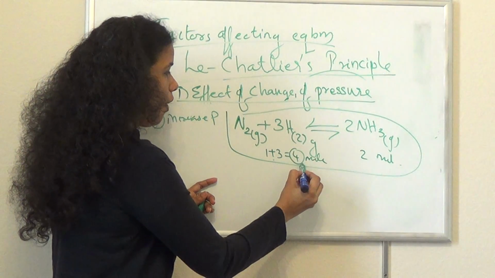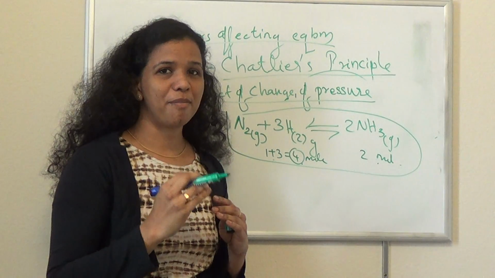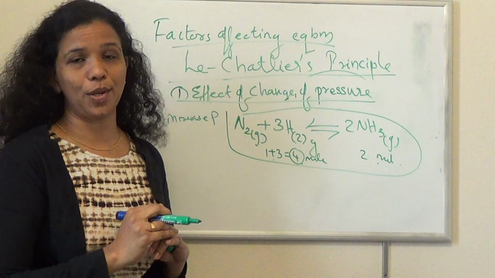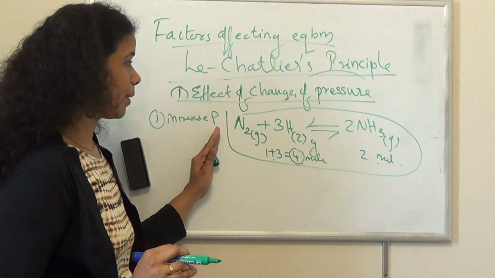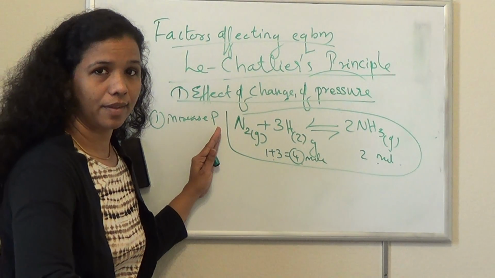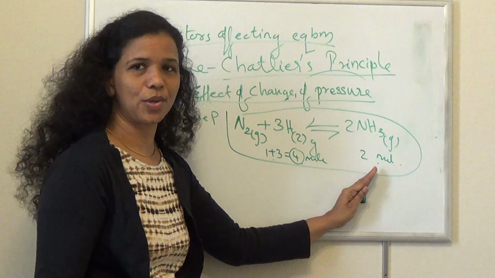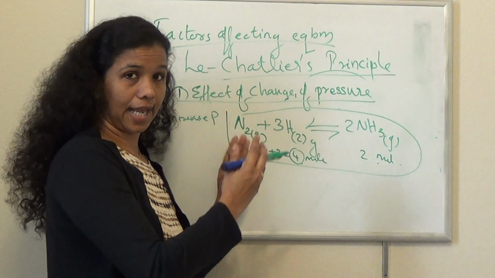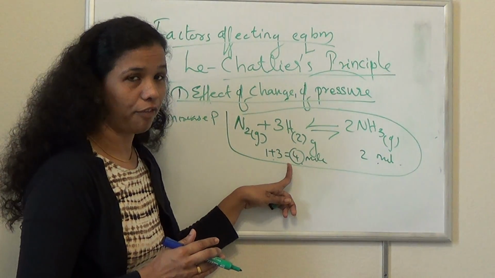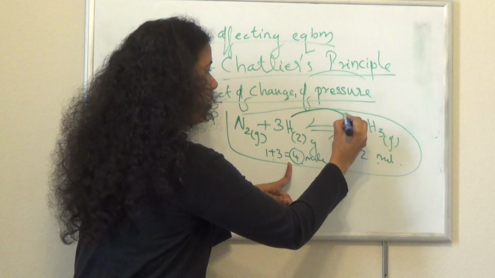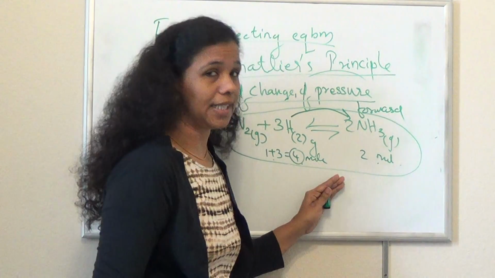So here there are 4 moles and there are 2 moles. We already learned that pressure depends on the number of moles of gaseous molecules. So on the reactant side there are 4 moles and in the products there are only 2 moles. So if we increase pressure, the system wants to decrease the pressure. That is, the system wants to decrease the number of gaseous molecules. So in which direction is the number of molecules less? In some cases it is the reactant side, in some cases the product side. Here the product side has only 2 and the reactant side has 4. So to decrease the pressure, the equilibrium will shift towards the right. That is, here the forward reaction takes place.